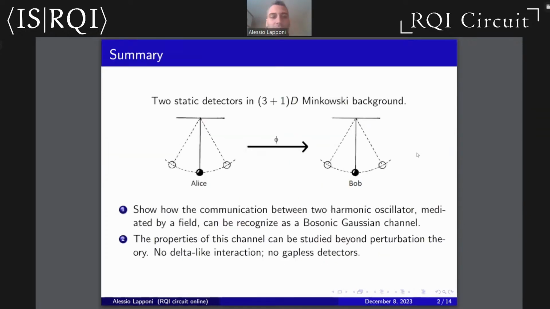So, summarizing, I'm considering two static detectors in a 3+1 dimensional Minkowski background. And basically, the protocol is Alice wants to share her state to Bob via a massless scalar field. I'd like to show you how the communication between these two harmonic oscillators can be recognized as a Bosonic Gaussian channel, in particular as a one-mode Bosonic Gaussian channel. And secondly, I'd like to show you that the properties of this channel can be studied even beyond perturbation theory, without considering any particular situation, such as delta-like interactions between the detector and the field, or gapless detectors.